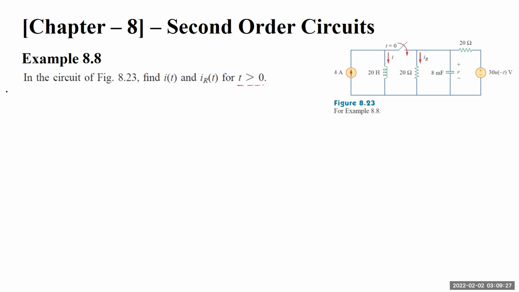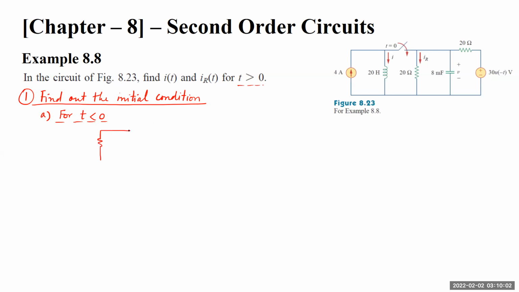Our first step in this circuit is to find out the initial conditions. For finding out the initial conditions, we first of all have to draw the circuit for time t less than 0. Before time t equals to 0, we know that this switch is not closed. So our circuit was something like this.